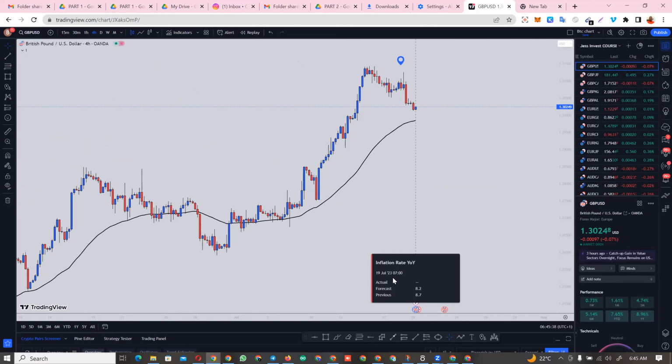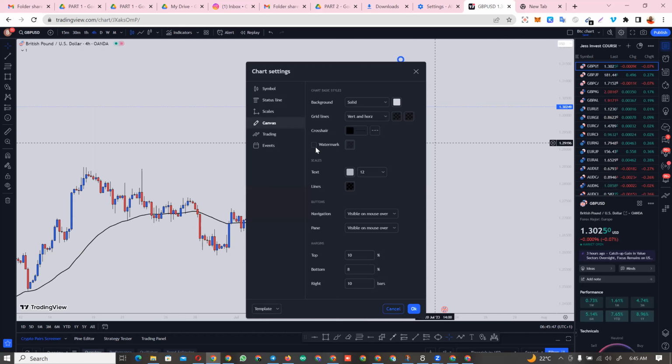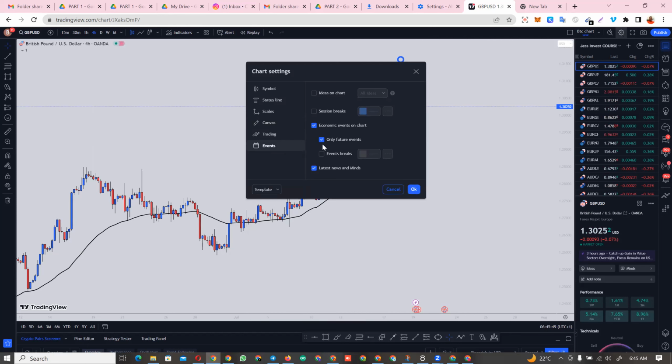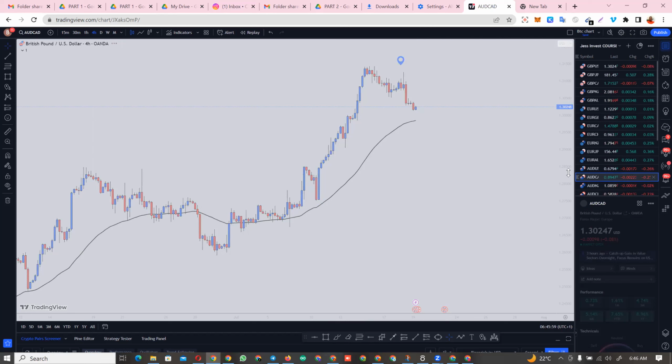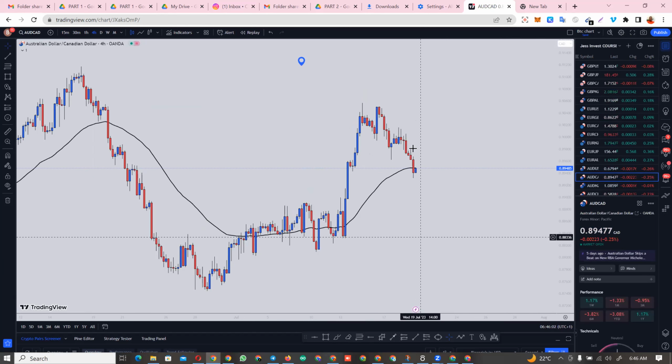This is what happened yesterday. I did the news for today. You just go to your trading, go to settings, go to event and turn on these things. Economic event on chart. We'll be seeing the news here. It's not rocket science. For all these minor pairs, you go to Forex Factory to check them.